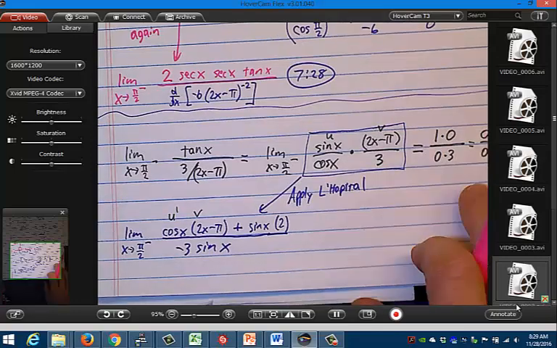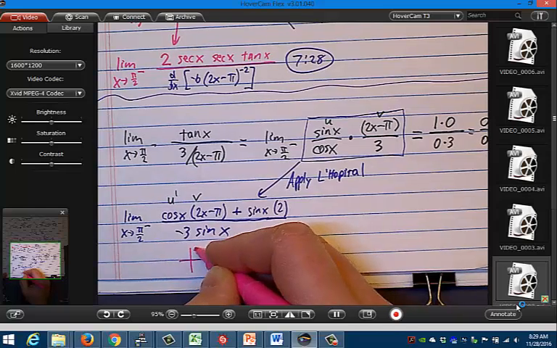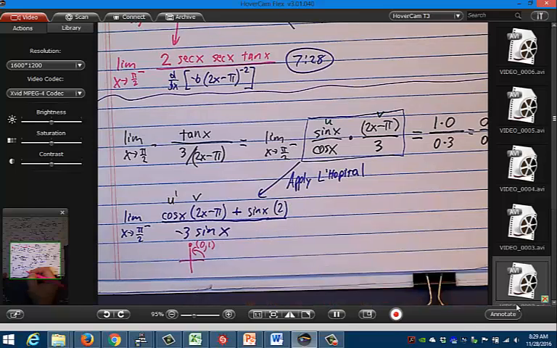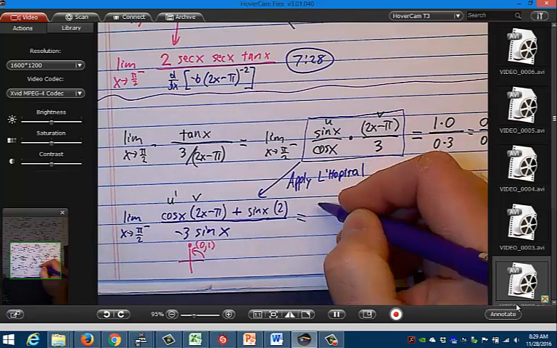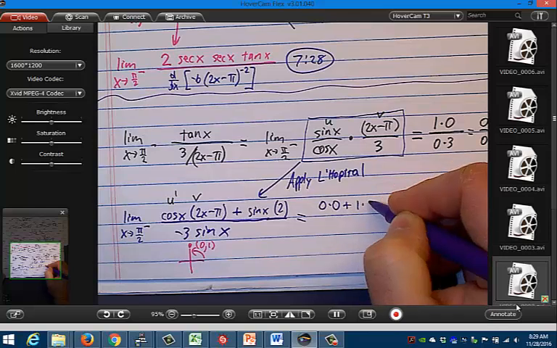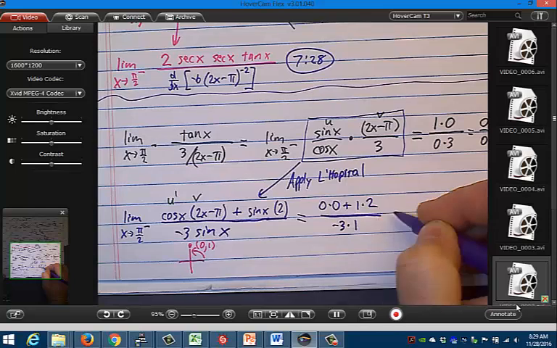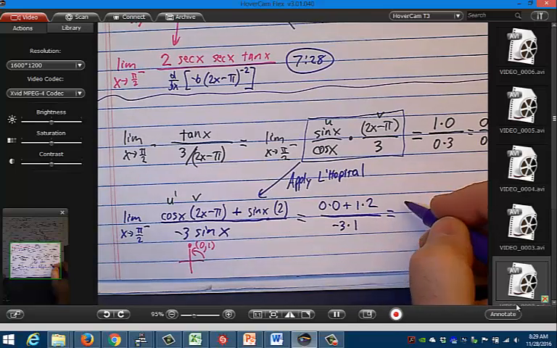And so now when I plug in my pi over 2 from the negative side, again, I'm looking at the unit circle. There's a pi over 2 angle. On the unit circle, that's the point 0, 1. So the cosine of pi over 2 is 0, and the sine of pi over 2 is 1. So I get 0 times 0 plus 1 times 2 over negative 3 times 1. And so the limit is negative 2/3.